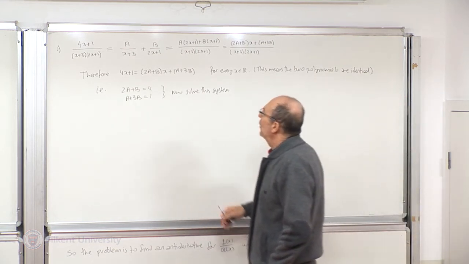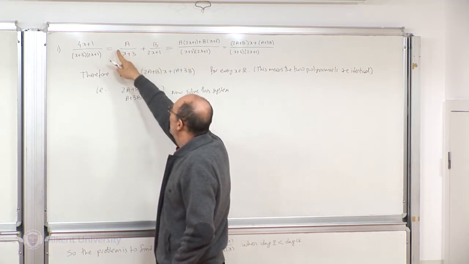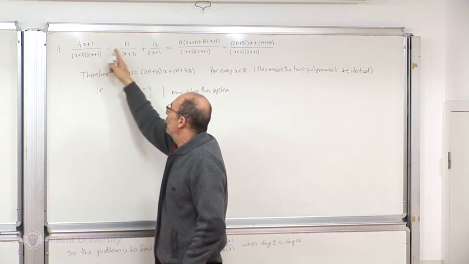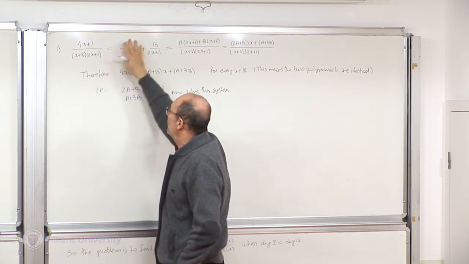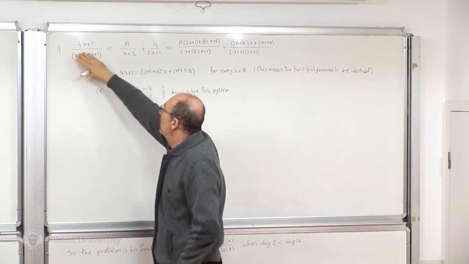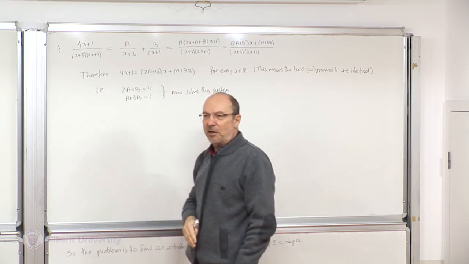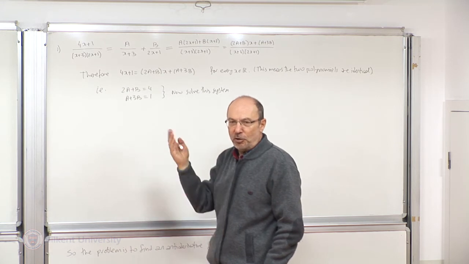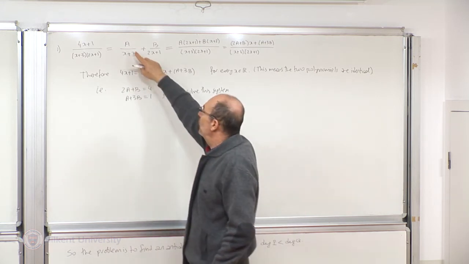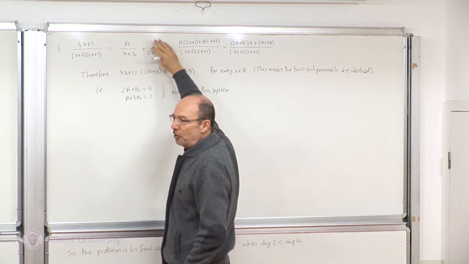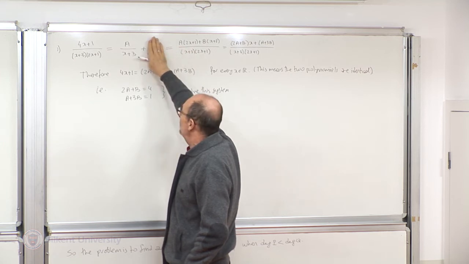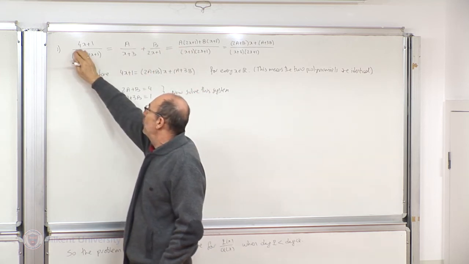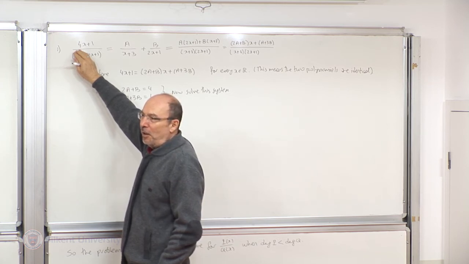Another way is you can do this here. You see that I can multiply both sides by x plus 3. When I multiply both sides by x plus 3, this term doesn't appear, and this doesn't appear. So now I can put x equals -3. There's no division anymore. When I put x equals -3, this is 0 because I multiplied by x plus 3. And here, you put x equals -3, and that gives you immediately what a is.